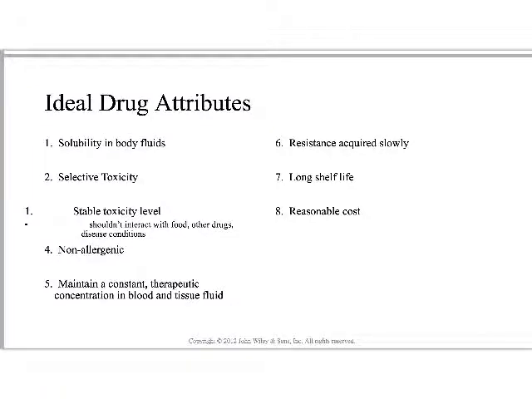Okay, so here are 8 ideal drug attributes. It should be soluble in body fluids, shouldn't be toxic to the host, shouldn't interact with stuff, like it shouldn't interact with your food or other drugs, shouldn't cause allergic reaction, it should be easy to maintain a constant level in the body, resistance should be acquired slowly, long shelf life. Okay, and if you don't have to keep it cold, that's even better. And then the last thing is a reasonable cost, which is kind of crazy right now, especially with new drugs.